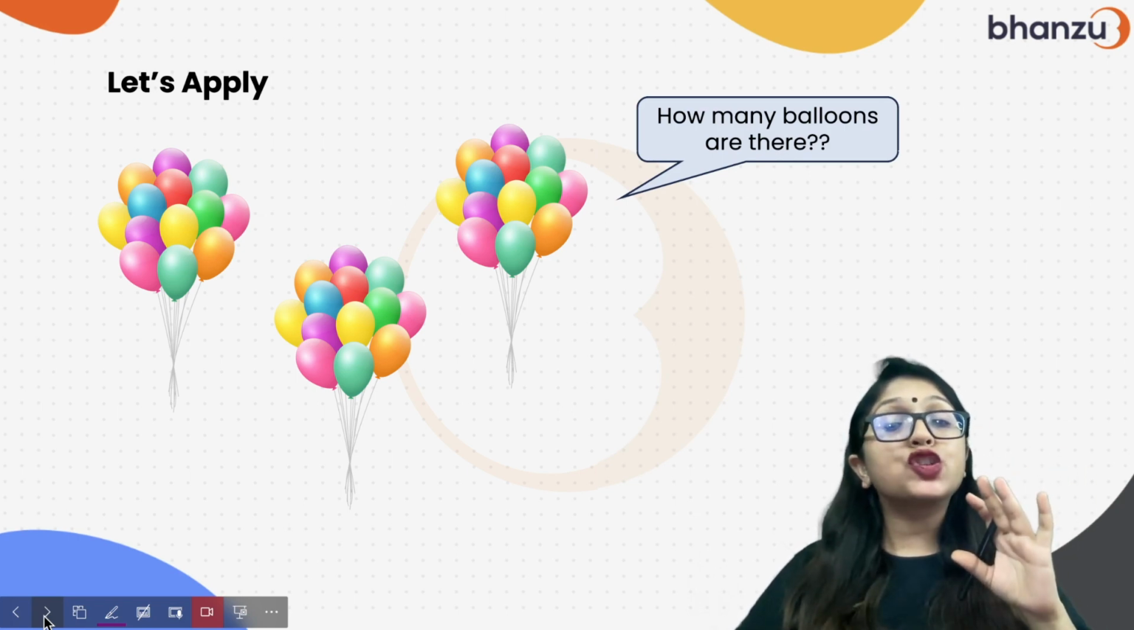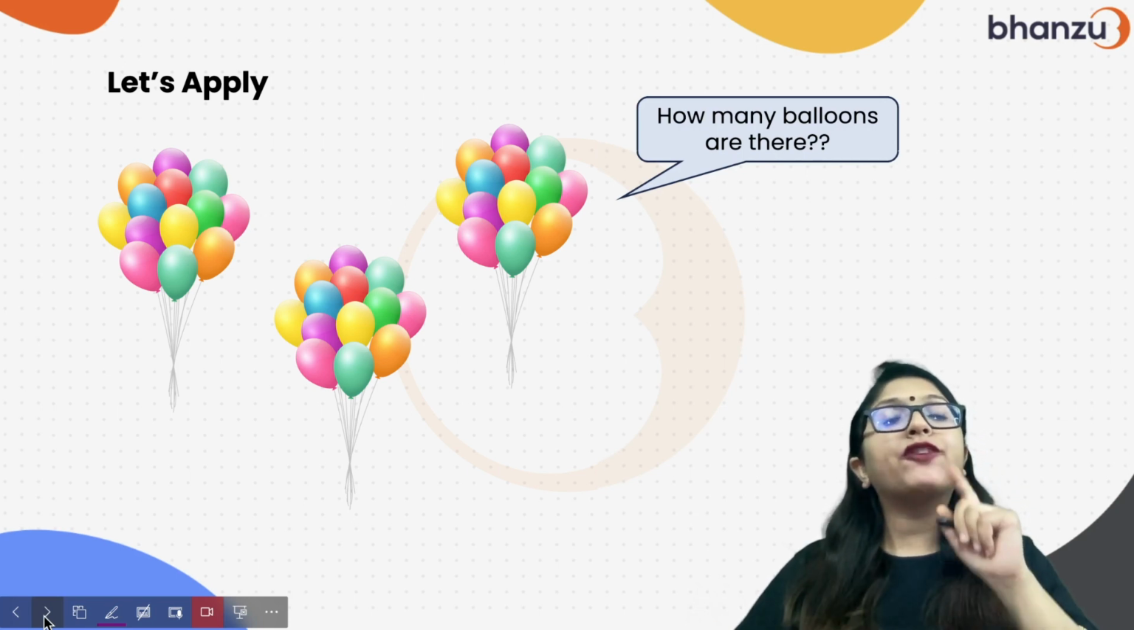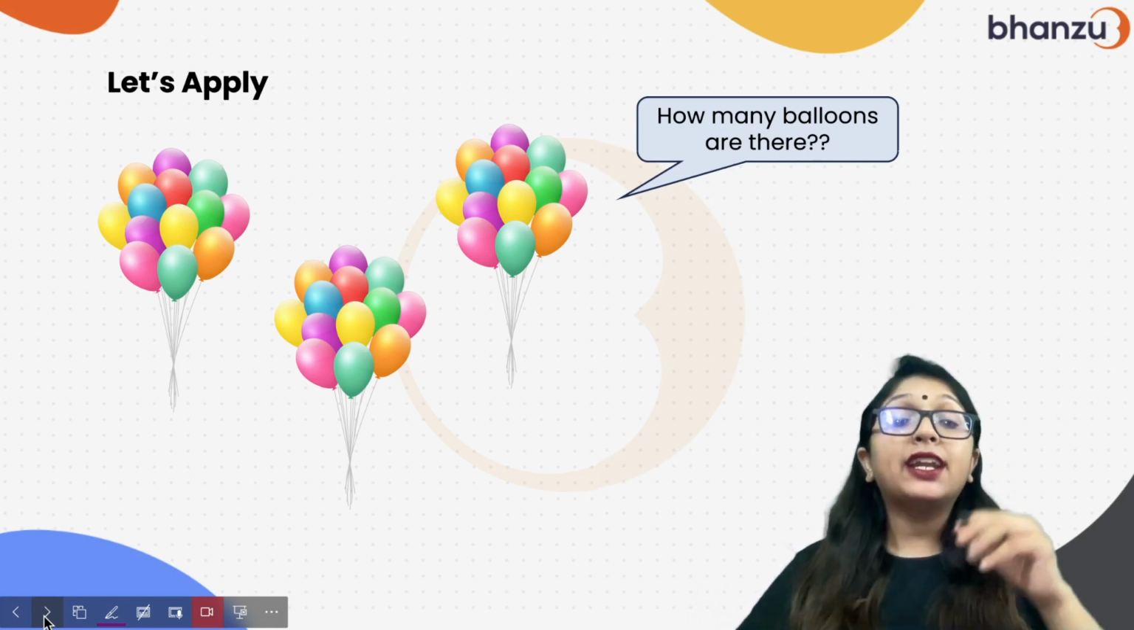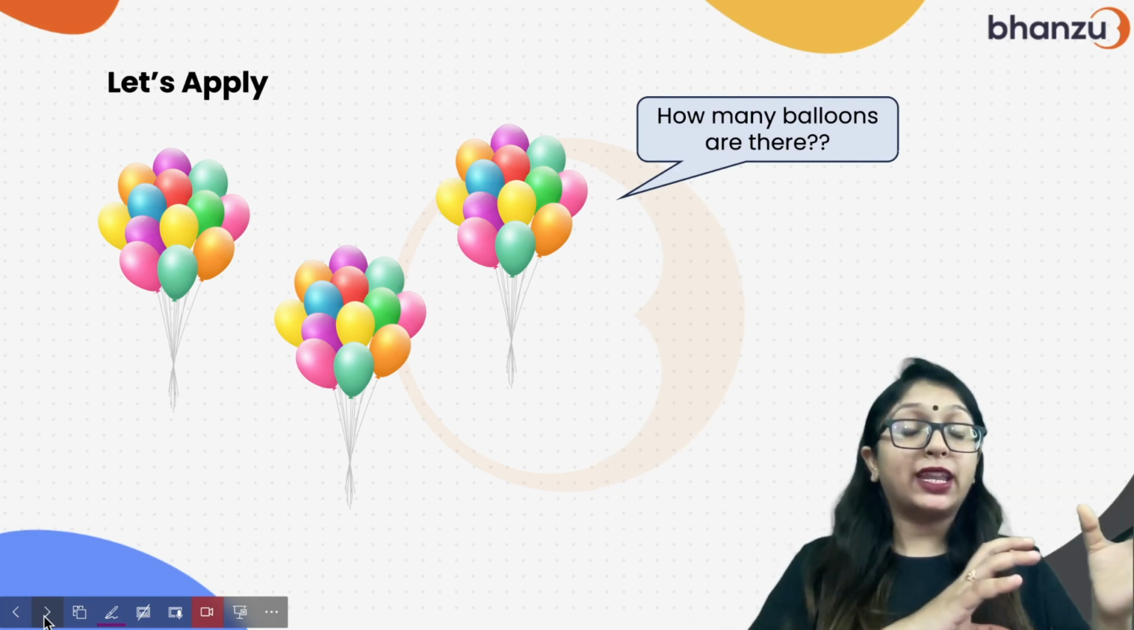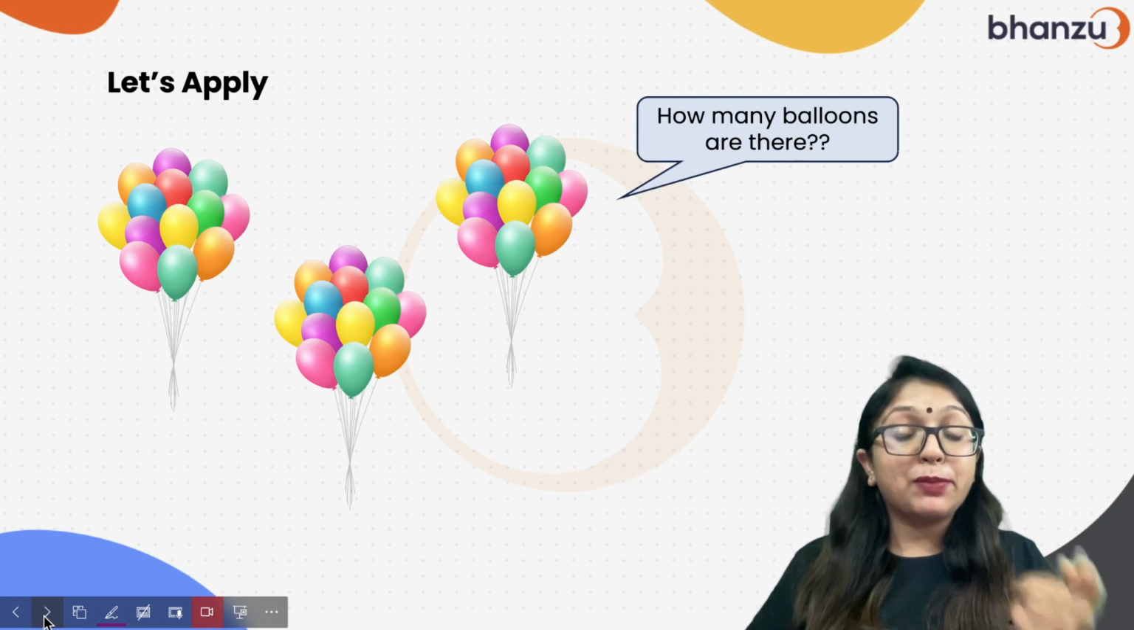That is too time consuming. So here, let's count how many balloons are there in the first group. And I can see that the same 3 groups of balloons are there, and the number is also the same. It looks exactly the same, right?